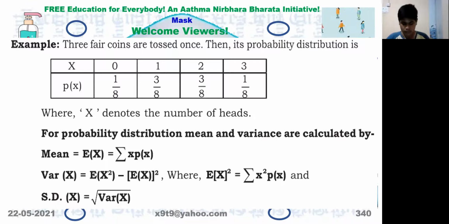So, first column heading is X. Second column heading is P of X, that is P within bracket X. Third column is X square. Fourth column is X into PX, that is the product of first and second column. Next is X square into PX, that is third column into second column. Then next is the variance, and next is the standard deviation.